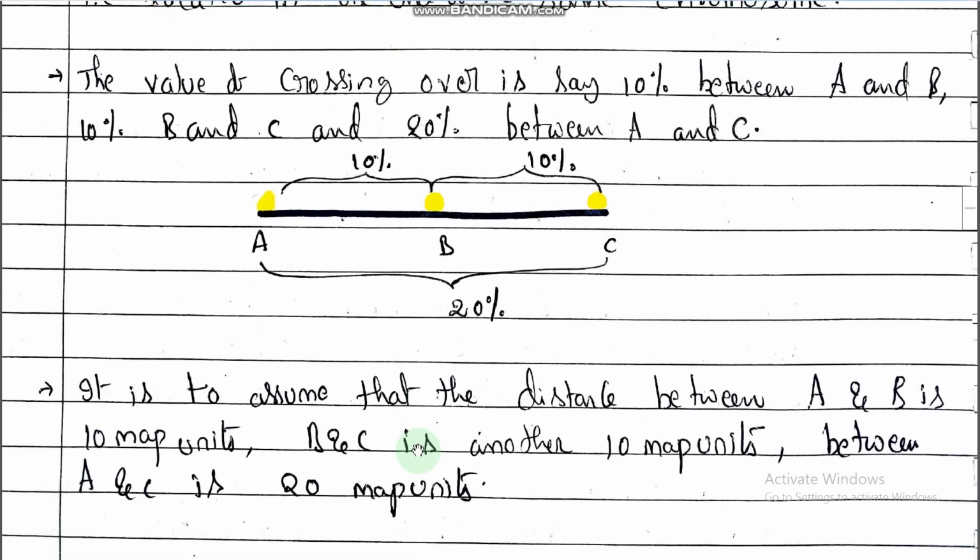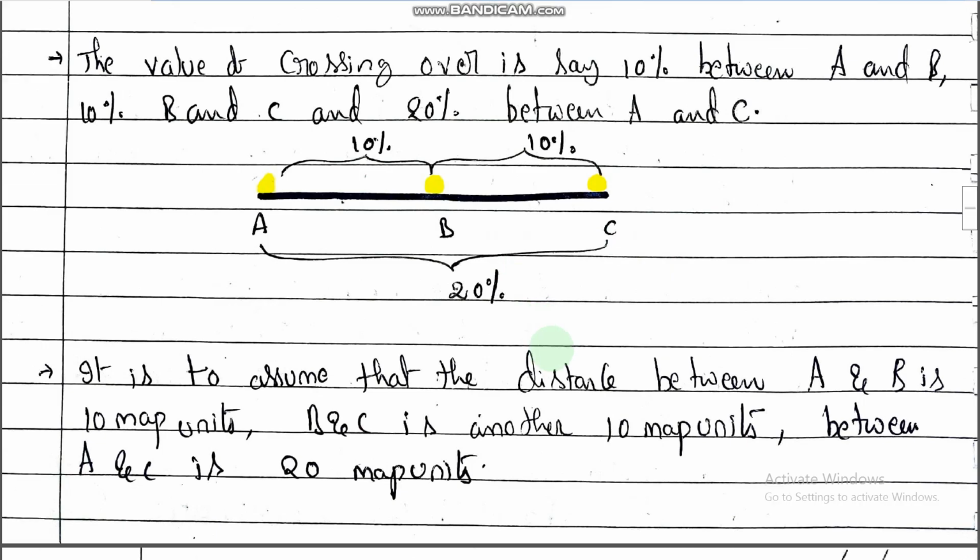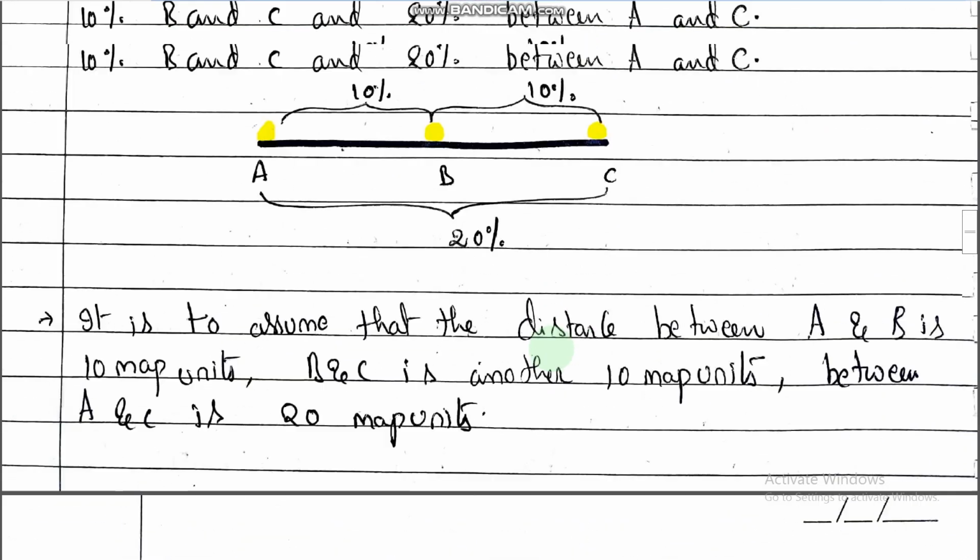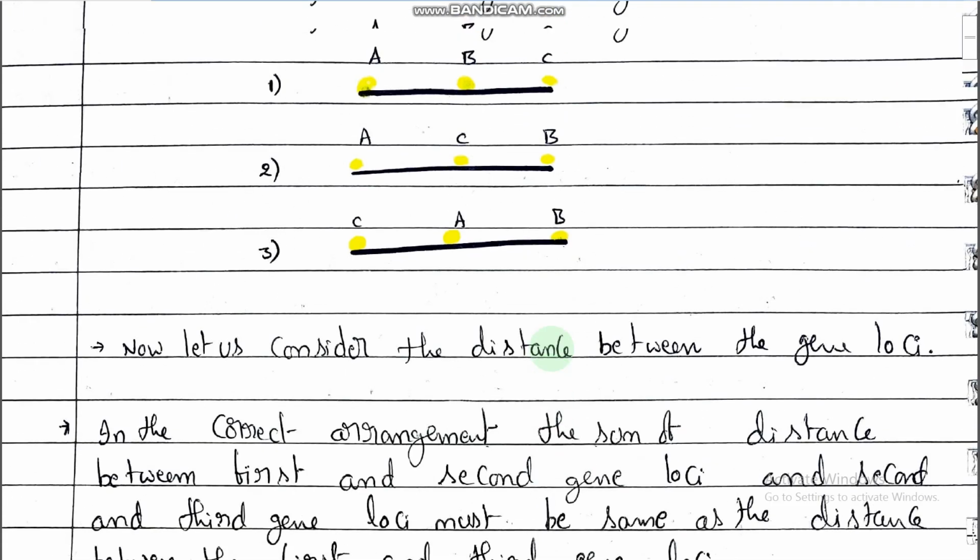Right. It is to assume that the distance between A and B is 10 map units, B and C is another 10 map units, between A and C is 20 map units. A and B is equal to 10 and B and C is equal to 10, and the distance between A and C is equal to 20 map units. Up to this clear? Okay, once again I am revising here.